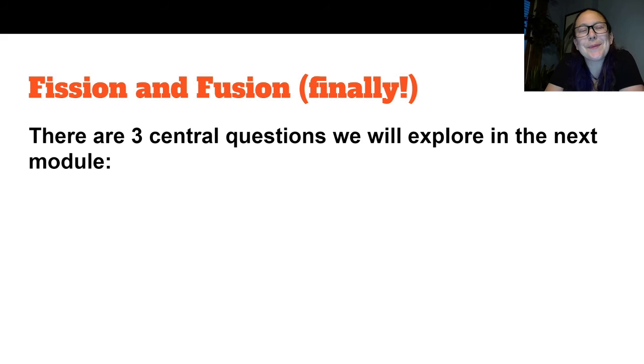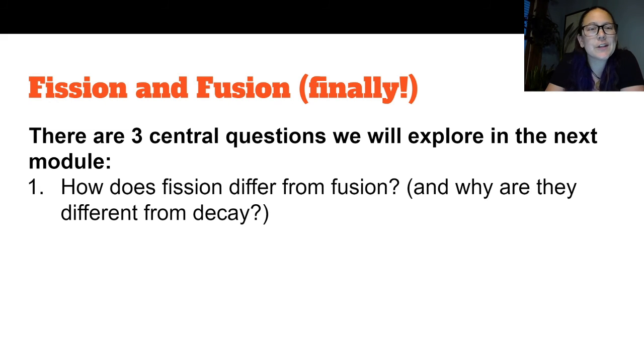All right, this module is all about fission and fusion. And so there are three central questions that we're going to explore in this next module, Module 8. First, how does fission differ from fusion, and why are these things really different from decay? Just looking at the words, fusion should make you think about smooshing two things together, fusing them together, and that's exactly what it is. Fission, on the other hand, is actually tearing things apart. So fundamentally, these are opposite processes.